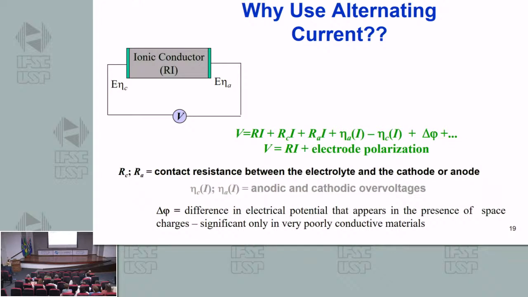So I cannot separate exactly the resistance of my sample from those extra resistances which appear because of the contact between an ionic conductor and an electronic conductor, which is the metallic wire from my apparatus.